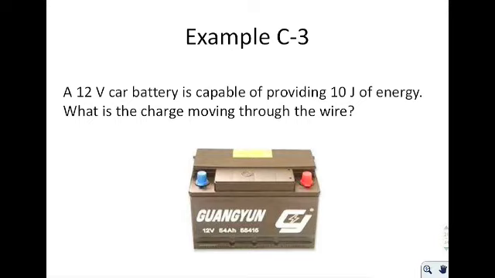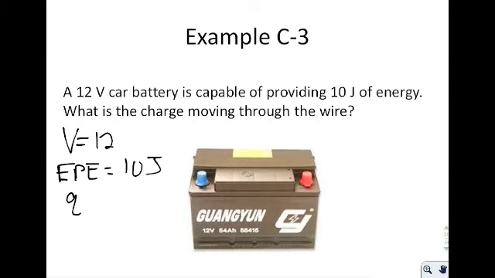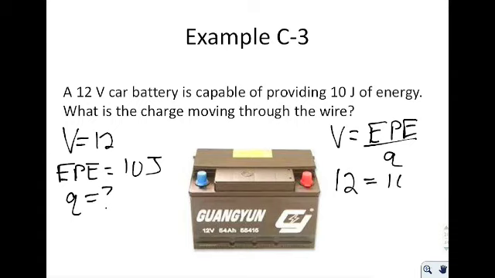This one right here says you have a 12-volt battery that is capable of providing 10 joules of energy. What is the charge moving through the wire? So once again, we have a voltage of 12. We have the electric potential energy is 10 joules, and we can solve for Q. So we have V equals EPE over Q, and in our case we have 12 equals 10 divided by Q.